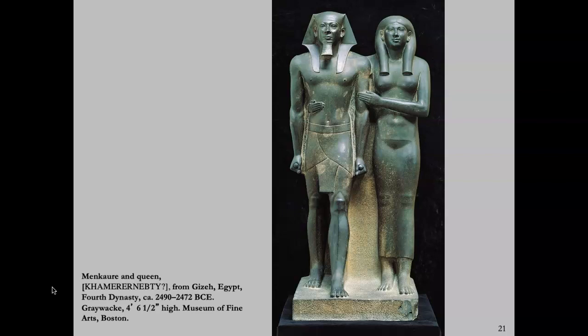The queen stands in a similar position. Her arm is encircling his waist in a gesture that seems protective and supportive. Menkaure takes a step forward, although his position is still very symmetrical and frontal. The queen also takes a small step forward, but not with the distance or stride of Menkaure.